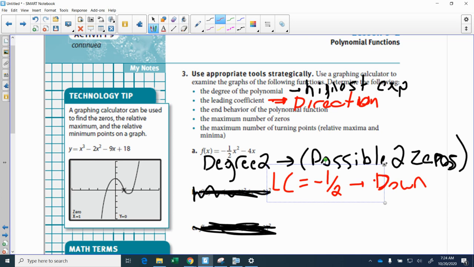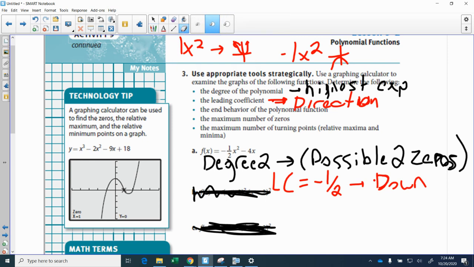Just to quickly kind of describe what that means, if you think about an x squared graph, if we have a regular x squared graph, it's going to look like this, okay? Notice how it's a value of 1 in front. I have a leading coefficient of 1. If I have a -1 in front, my graph all of a sudden does this. Okay, so notice how that leading coefficient drastically changes the way your graph points, okay?